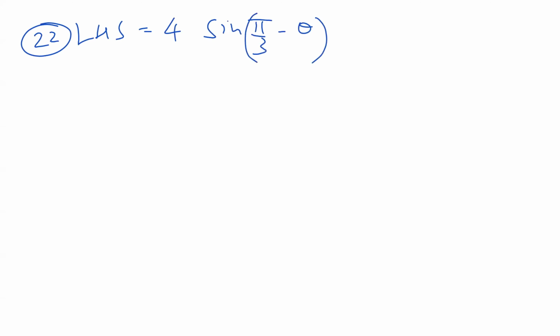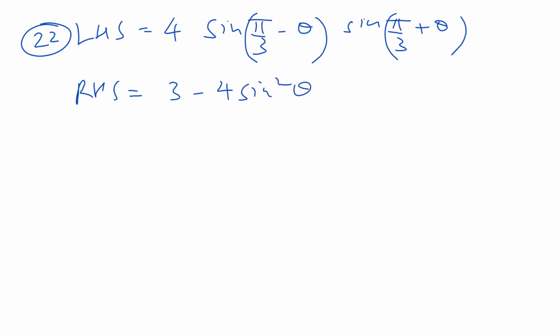Question number 22 right now. Okay. Left hand side: 4 sine pi by 3 minus theta into sine pi by 3 plus theta. Okay. Many ways to solve this. So RHS is 3 minus 4 sine square theta.